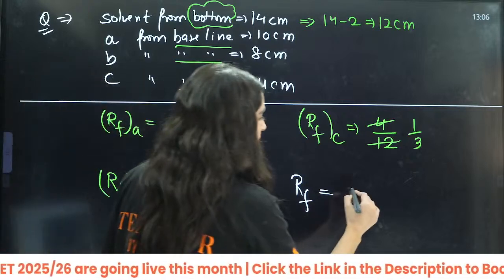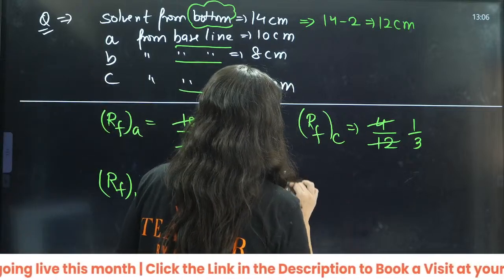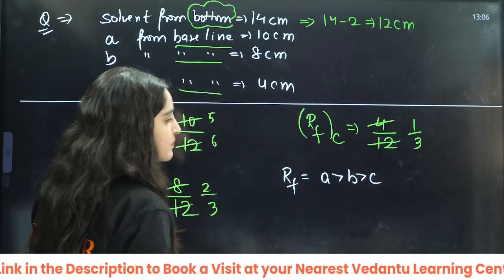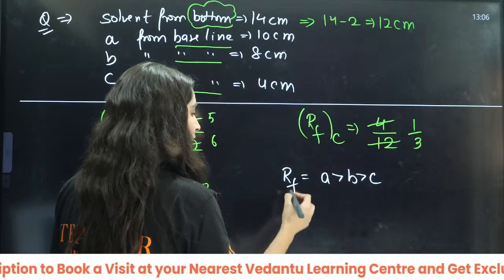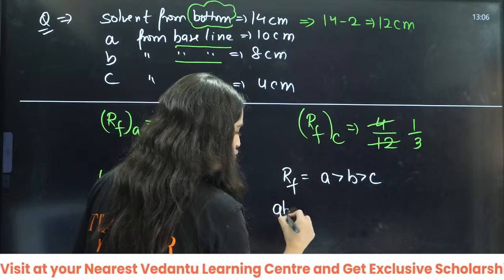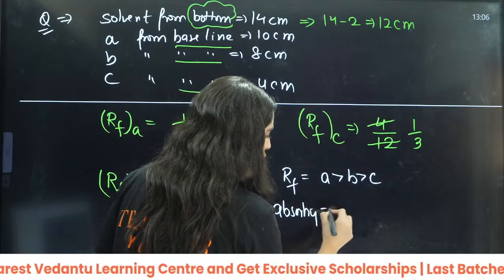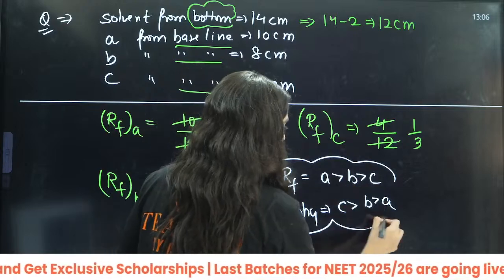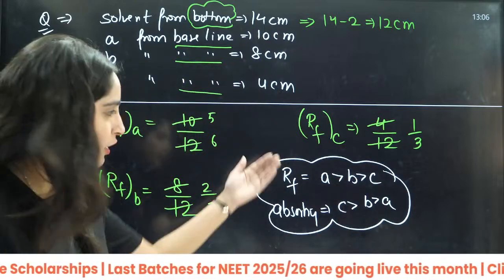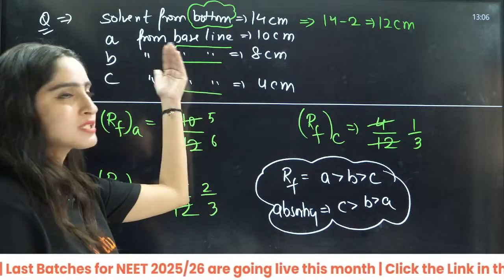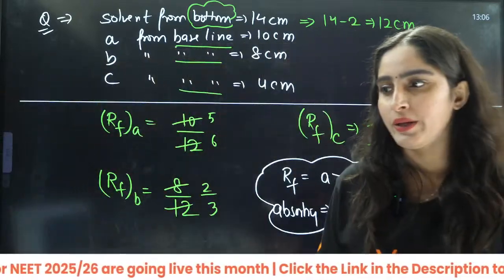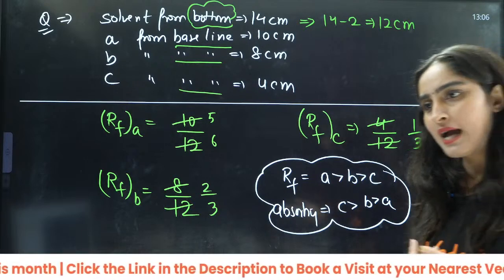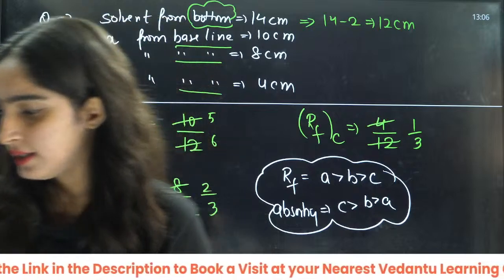A, B, C, right? This becomes the retardation factor. And we know that adsorbing power is inversely related to that. So adsorbing power will be C, B, A, right? Okay, beta, understood? We have also verified this, that C is more adsorbing as compared to B than A, right? Maximum they can ask you this kind of numerical.